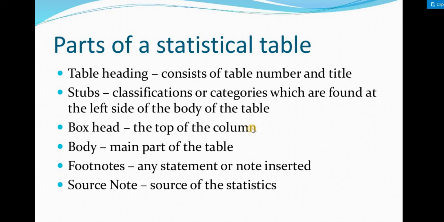Then the stubs will be there. Stubs means classifications or categories like male, female. Then the box head will be there, at the top of the column. Then the body, the main part of the table. Footnotes will be there, meaning a statement or note not inserted elsewhere. Then the source note, the source of the statistics.